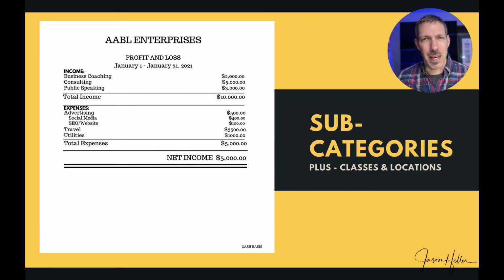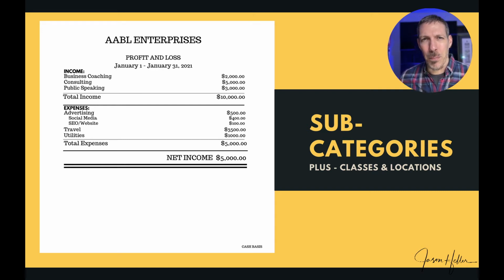And we can go deeper than that even with subcategories. So in this case, you see we've broken down that advertising expense of $500 just a little bit further. So specifically, we spent $400 of that on social media advertising and $100 on SEO and website work. So you can see we could get as detailed as we want and make the financial statement longer and longer and longer to allow us to dive into more and more detail about our business.